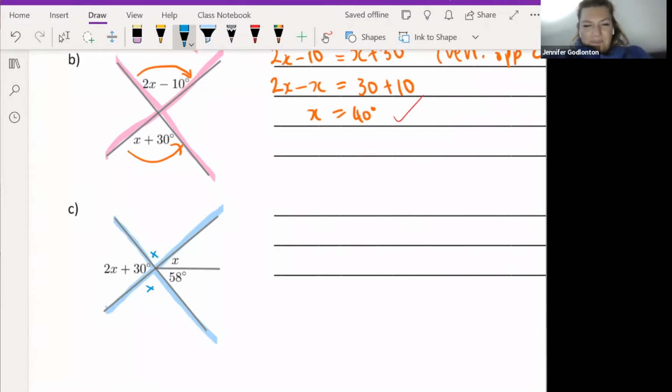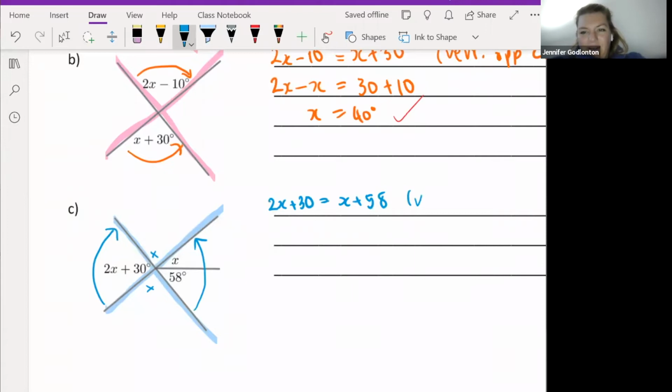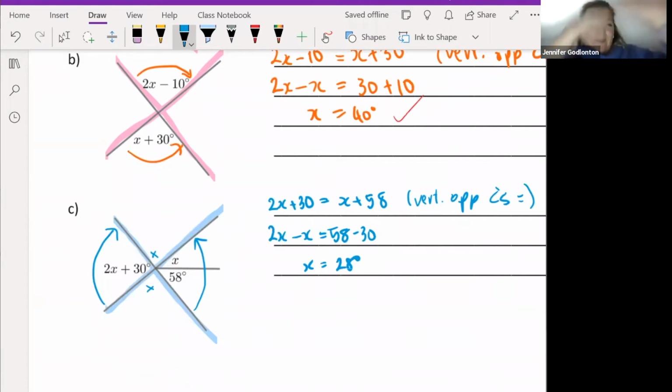So, ma'am, first of all, 2x plus 30 equals x plus 58 because they're vertically opposite. Beautiful. And then we would say 2x minus x equals 58 minus 30. Good. And then x will equal 28 degrees. 100%. Beautiful. Well done.